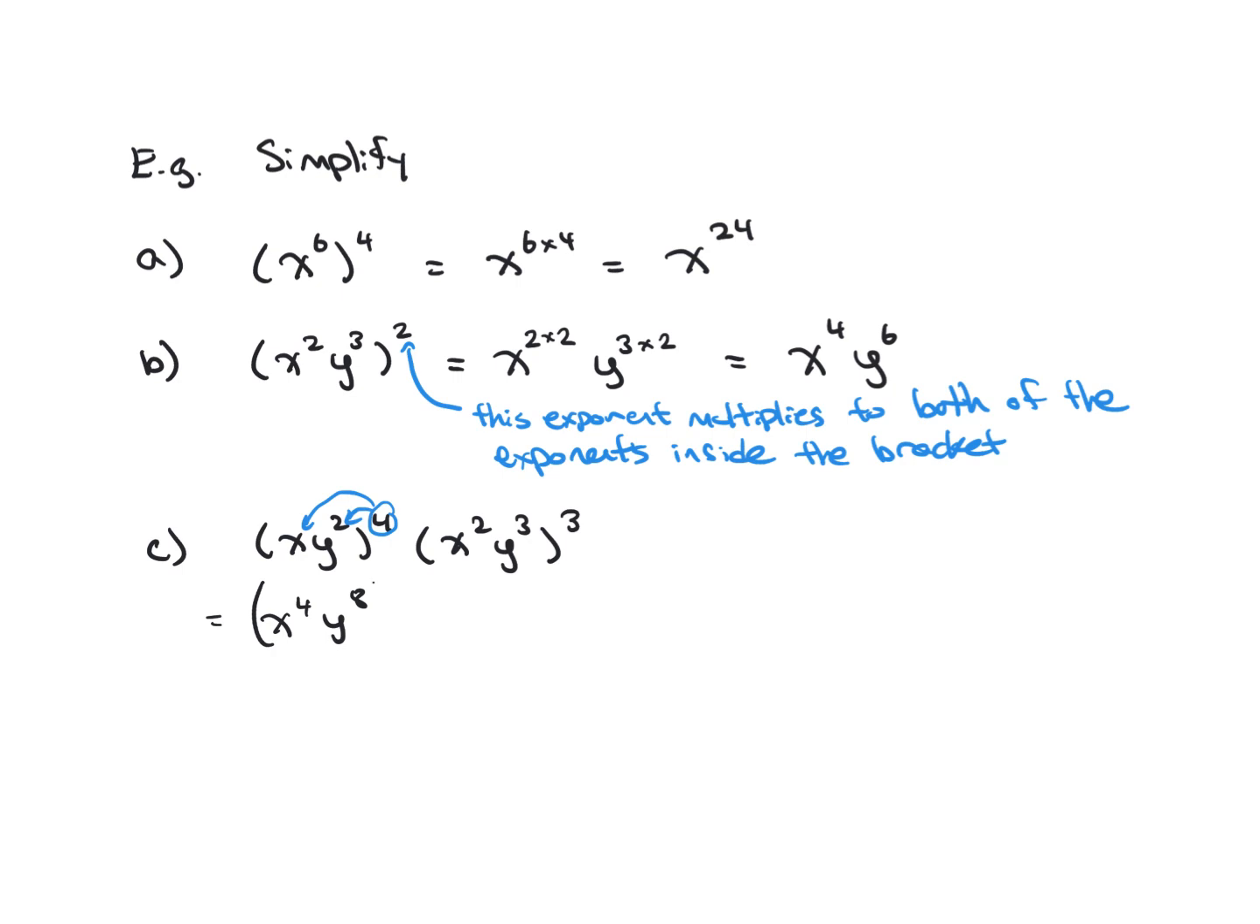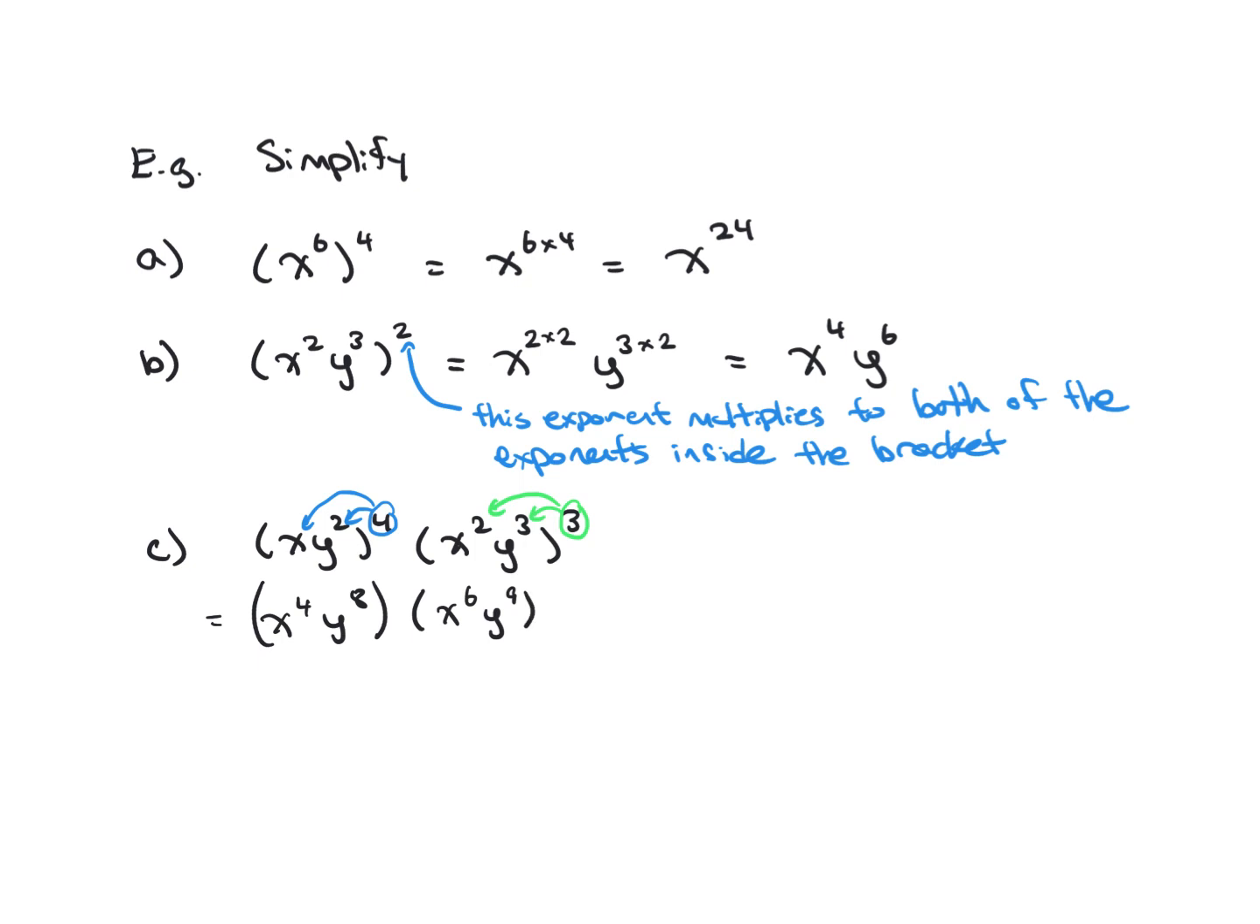And I'll put that in brackets. Okay, then I'll do the same thing for the second brackets. I have an exponent 3 on the outside here. I will multiply that by both exponents inside the brackets. So for the x, I'll have 2 times 3, which is 6. And for the y, I'll have 3 times 3, which is 9.